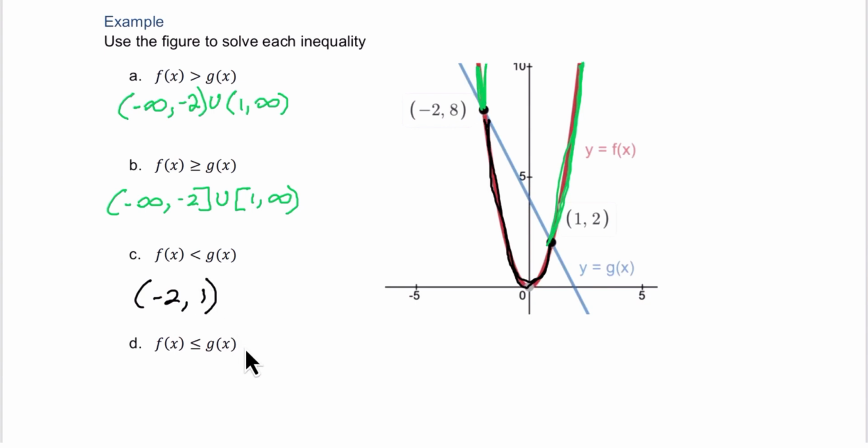Part D is very similar, but we can now include the endpoints, those intersections, because we have equality. So we'll go from negative 2 to 1, including those endpoints.